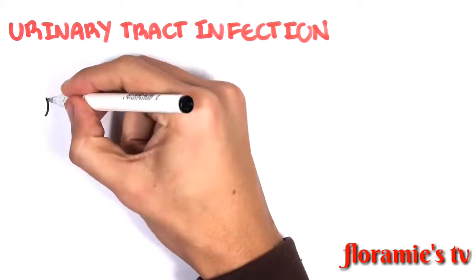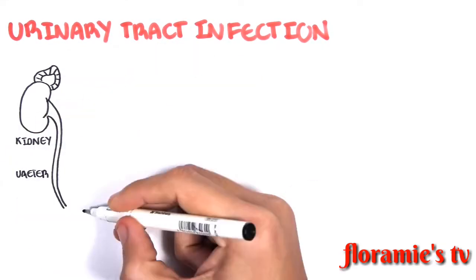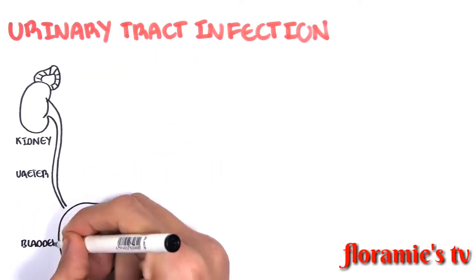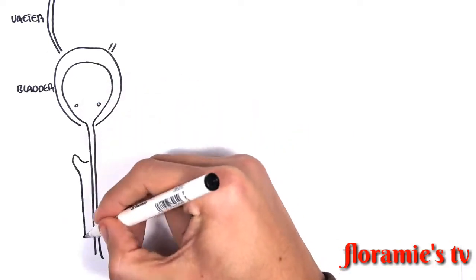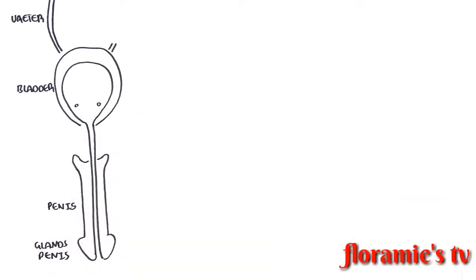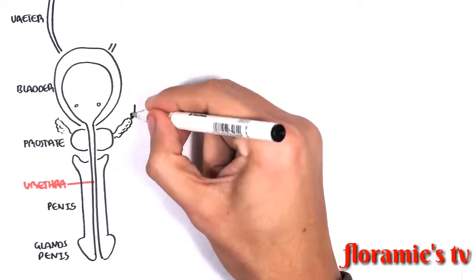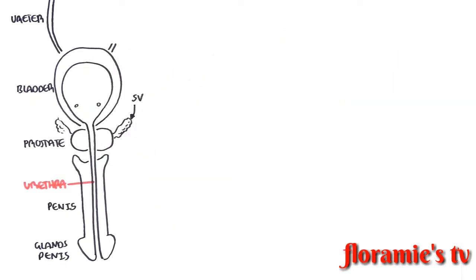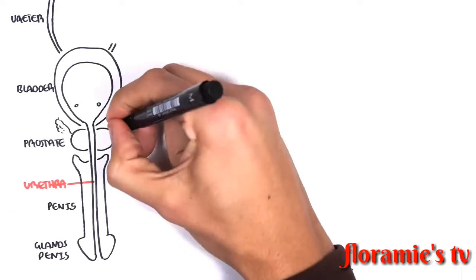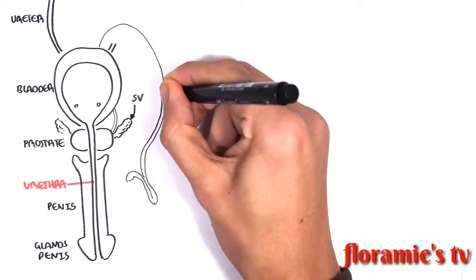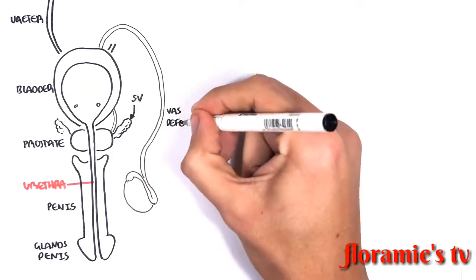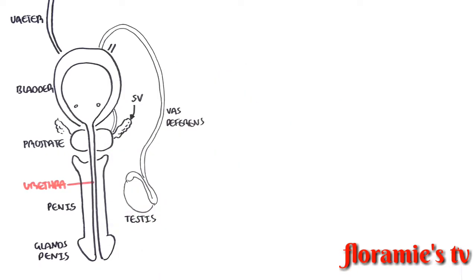Here we have the kidney. Coming off the kidney is the ureter, which carries urine into the bladder. Here we have the glans penis, and the urethra. Below the bladder we have the prostate. Coming past the prostate and into the urethra is the seminal vesicles, an important part of semen production. Then we have the vas deferens, the actual tube that runs from the testes, and the testes is where sperm is produced.